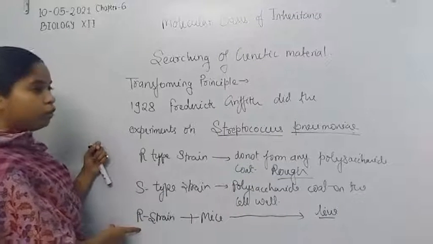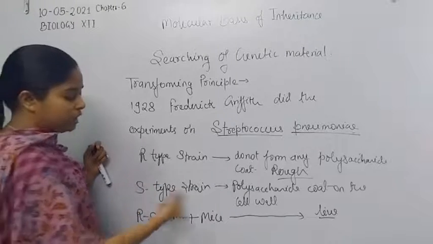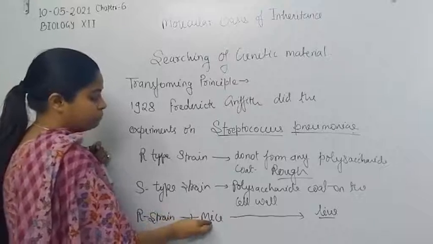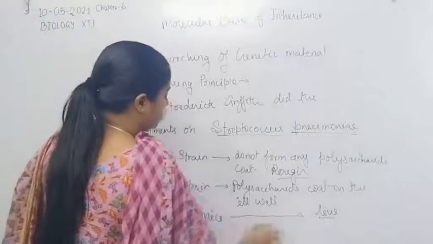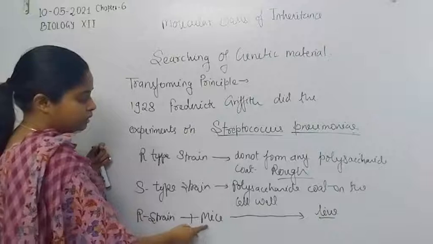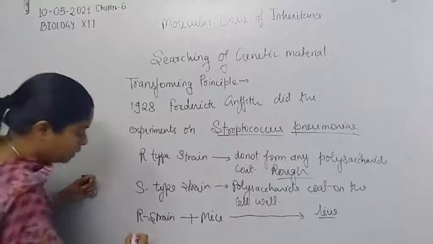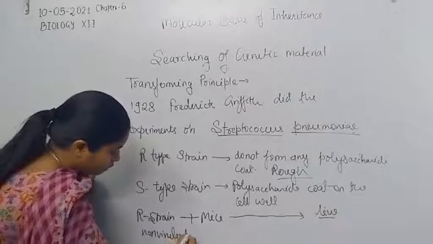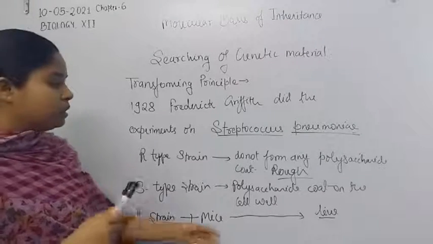So that type of bacteria converted into the non-virulent form. That's why, when he injected the rough type of strain into the mice, they were still alive, because they do not cause any disease or pneumonia in the mice. That's why this type of bacteria is considered non-virulent, because they do not cause any disease in the mice.